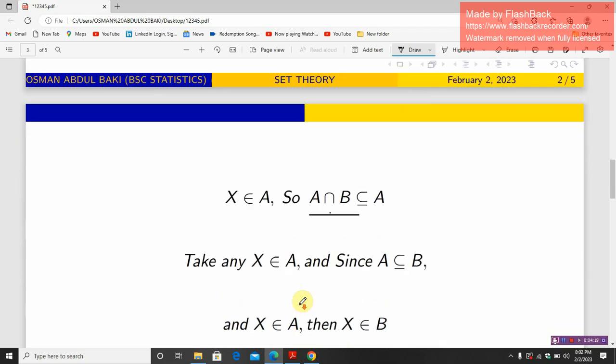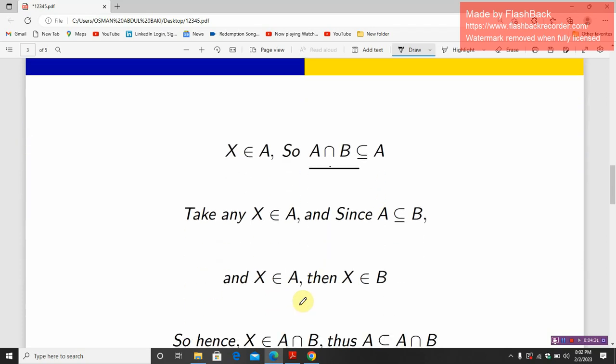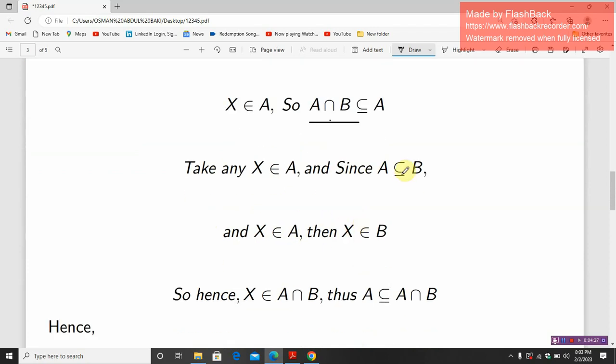So now moving on with the solution. Taking X as an element of A, as we just explained here, and since A is a subset or equal to B, and X is an element of A, then X is an element of B. This is so simple. X is an element of A. If X is an element of A, then X is an element of B.